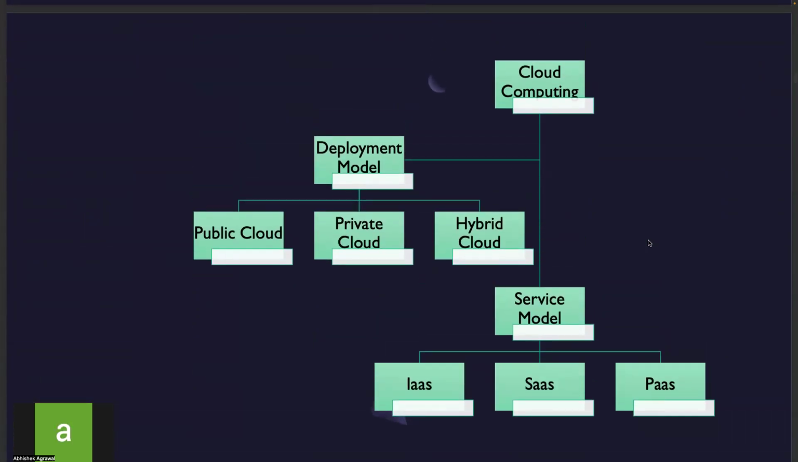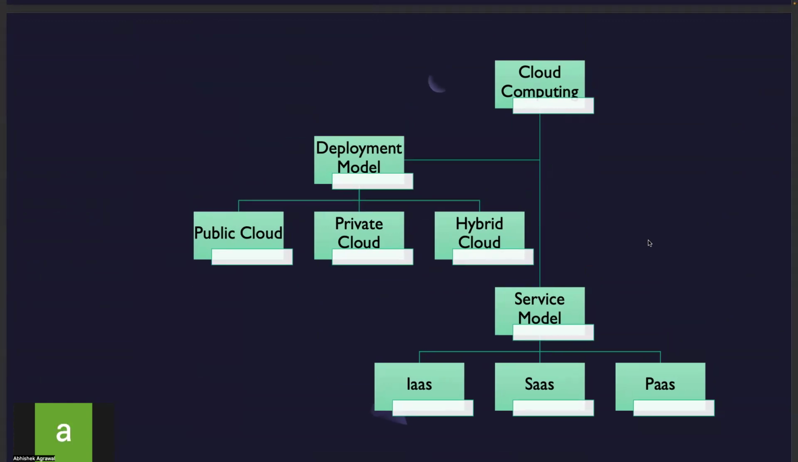Now, cloud computing itself has two models: deployment model and service model. In the deployment model, we have three kinds of cloud: public cloud, private cloud, hybrid cloud. In the service model, we have three kinds of service: IaaS, SaaS, and PaaS. In the deployment model, public cloud, private cloud, hybrid cloud, what does it mean? Let's try to understand this.